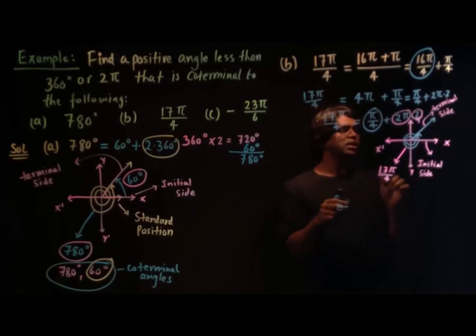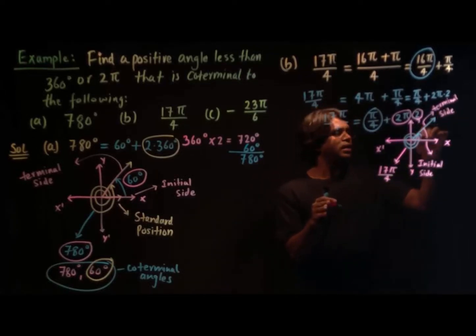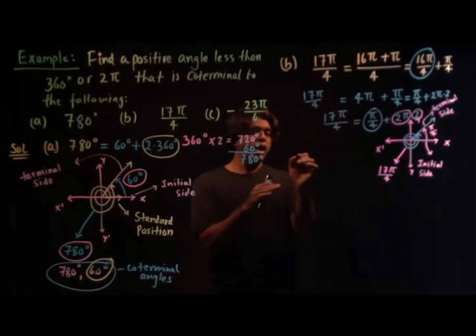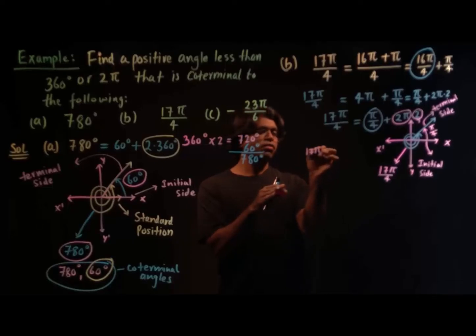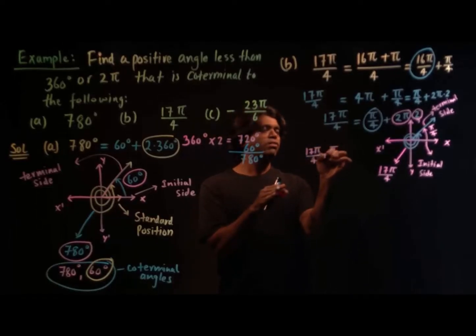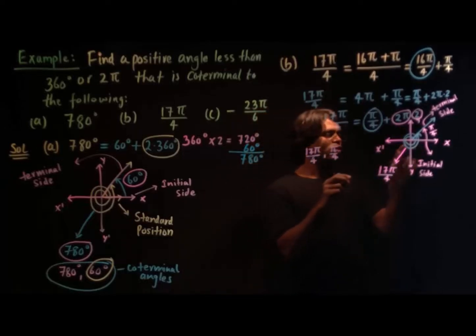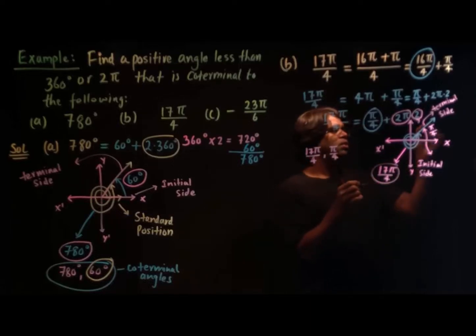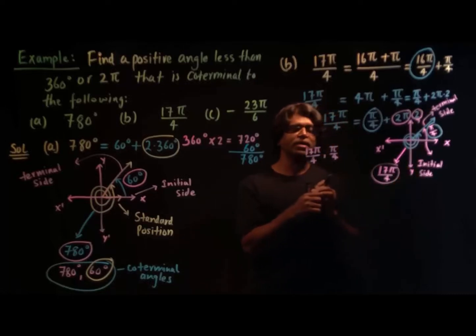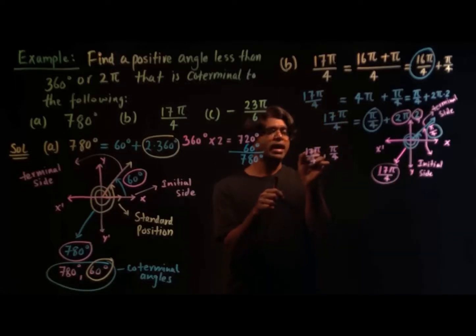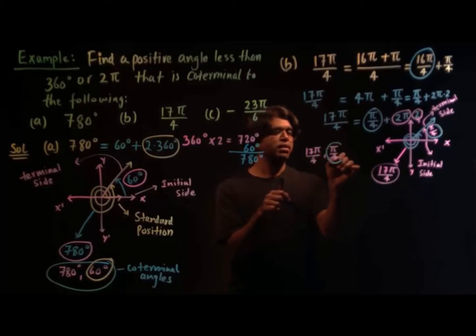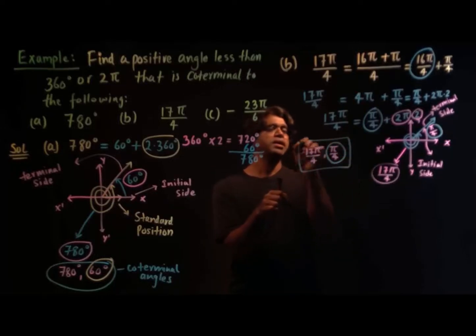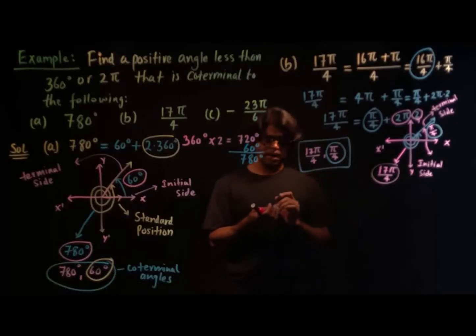And as you can see, this angle is basically pi over 4. So as you can see, 17 pi over 4 and pi over 4, this whole angle right here and pi over 4 right here, they share the same initial and terminal side. So the coterminal angle for 17 pi over 4 is what? Pi over 4. So this is my other answer, and this is my part B.